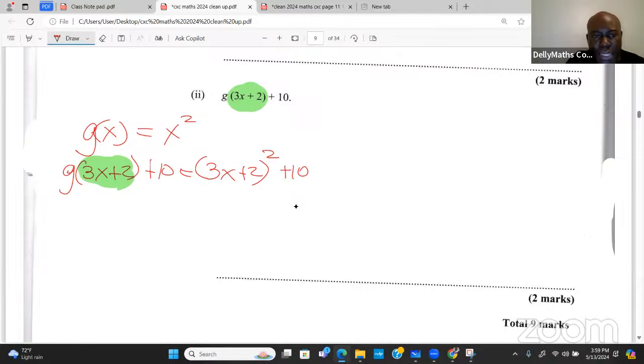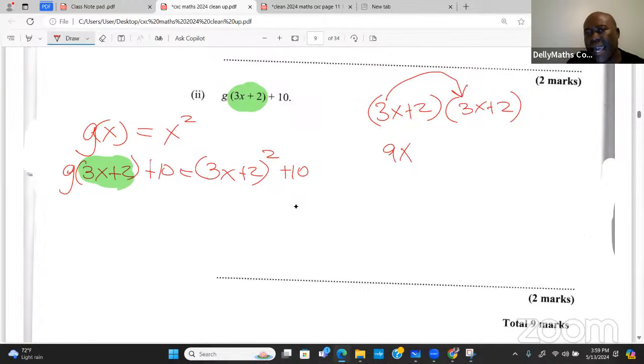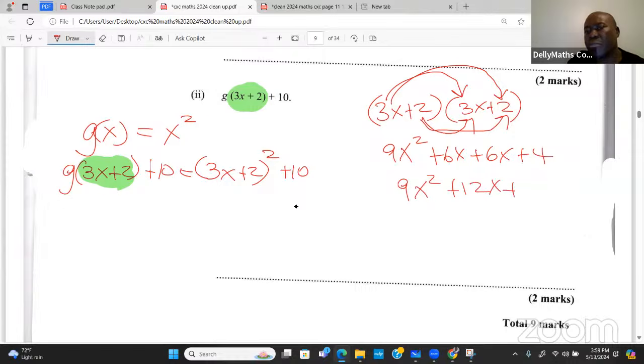All right. So in this case, you want to take your time to work this out. For example, 3x plus 2. I want to multiply that by 3x plus 2 right here. So 3x times 3x is 9x squared. 3x times 2 is going to give us positive 6x. So 2 times 3x is positive 6x again. And 2 times 2 will give me 4. So basically this part is 9x squared plus 12x plus 4.